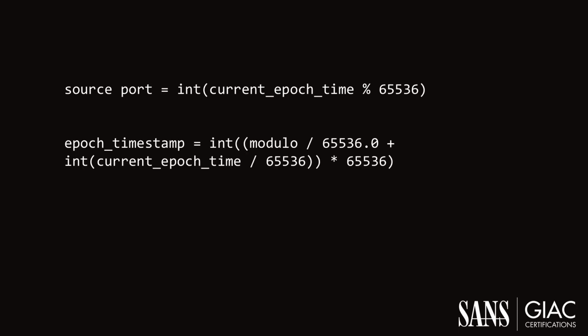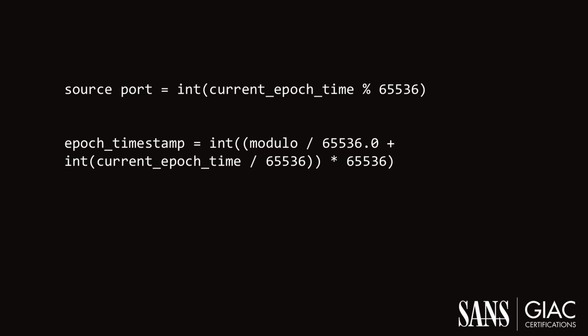To convert back to the epoch time from the source port, take the current epoch time and divide it by 65,536, and then keep the quotient portion. Divide the source port by 65,536 and take that result and add it to the quotient. Multiply the new total by 65,536, and the new result is the epoch time of when the data was sent.